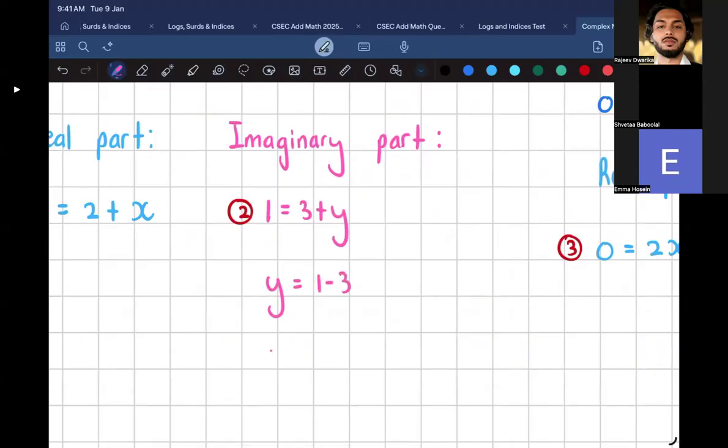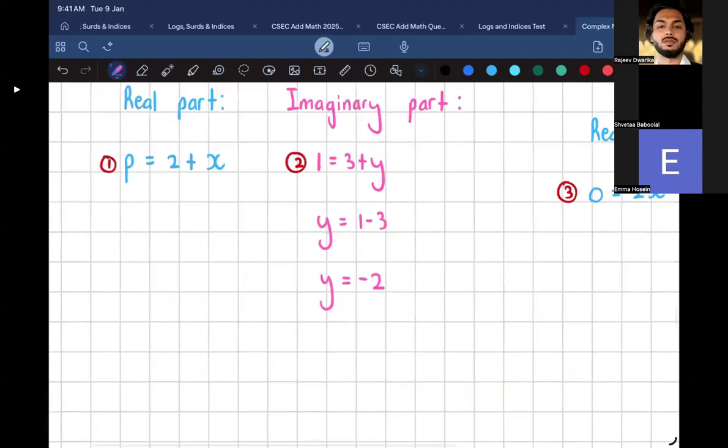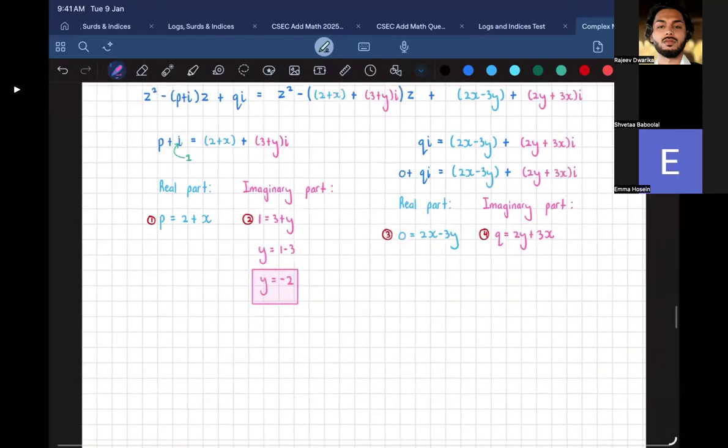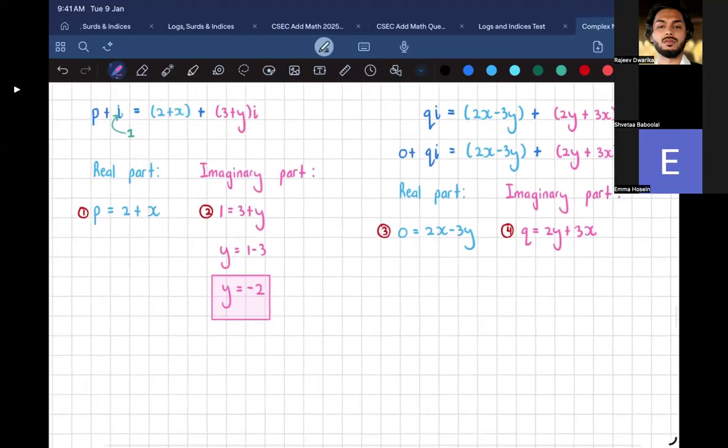Did I confuse you? No. So y would be equal to what? Minus 2. Nice. y is equal to minus 2. So we have this piece of information. Which equation could we plug this into to find something else? Put it into equation 3, because equation 3 has the unknowns x and y. We know what y is, so that will leave us with one unknown.